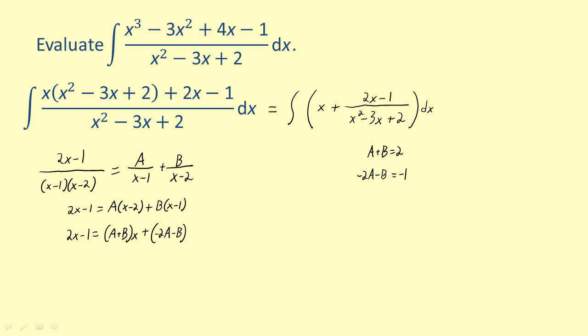Solving this first equation for B, we get B equals 2 minus A. Substituting into the second equation, we get negative 2A minus (2 minus A). Simplifying and isolating the A term on the left, we get negative A is equal to 1. So we get A is equal to negative 1. Substituting this into the equation B equals 2 minus A, we get that B is equal to 3.